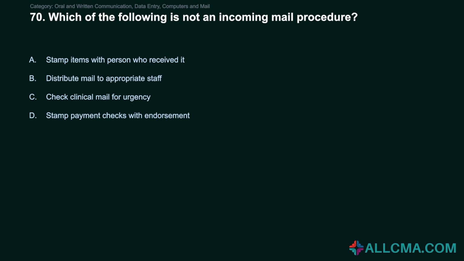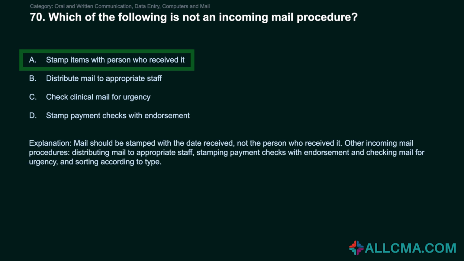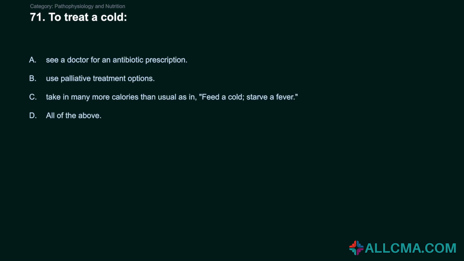70. Which of the following is not an incoming mail procedure? A. Stamp items with person who received it. B. Distribute mail to appropriate staff. C. Check clinical mail for urgency. D. Stamp payment checks with endorsement. Correct answer, stamp items with person who received it. Mail should be stamped with the date received, not the person who received it. Other incoming mail procedures: distributing mail to appropriate staff, stamping payment checks with endorsement, checking mail for urgency, and sorting according to type.